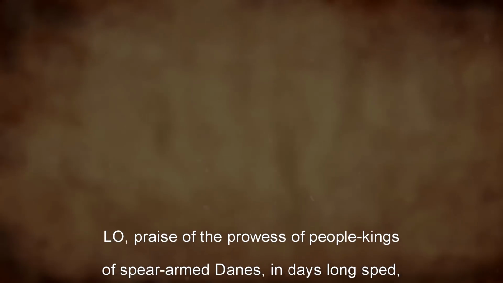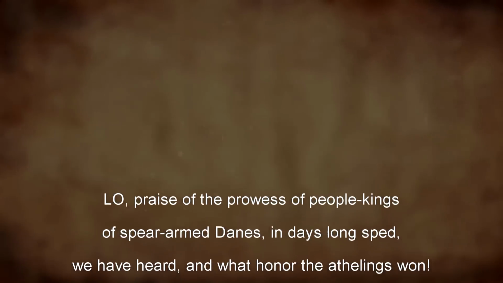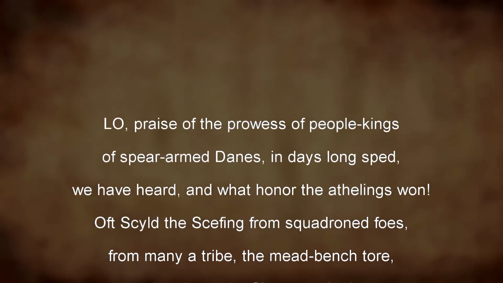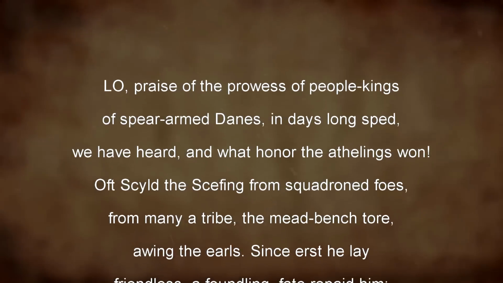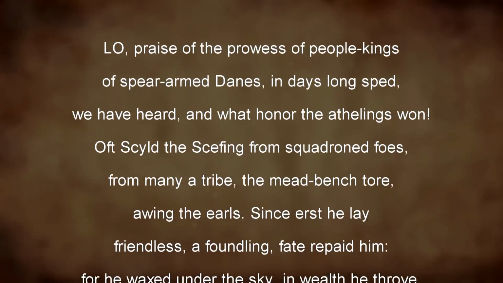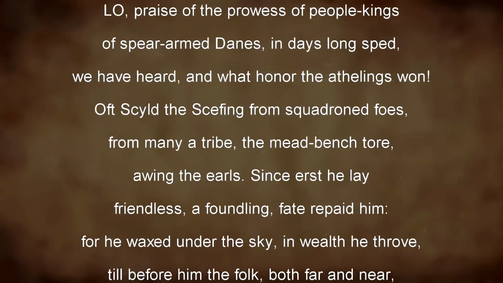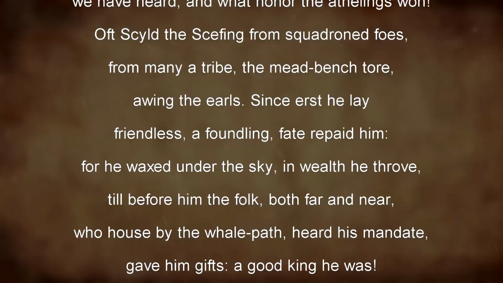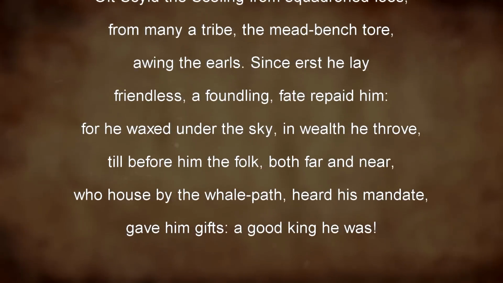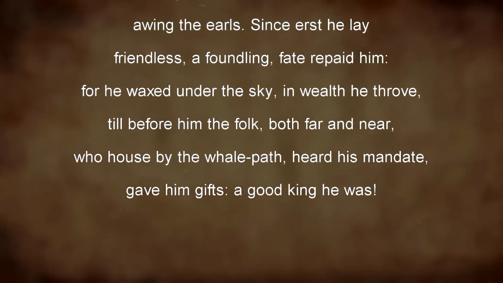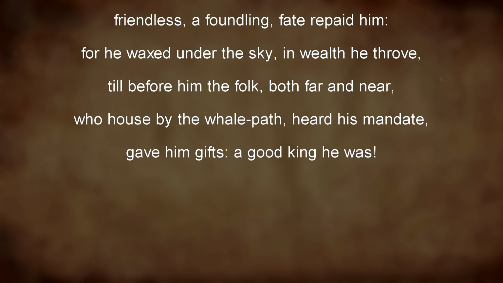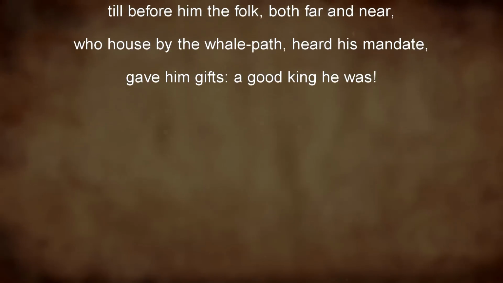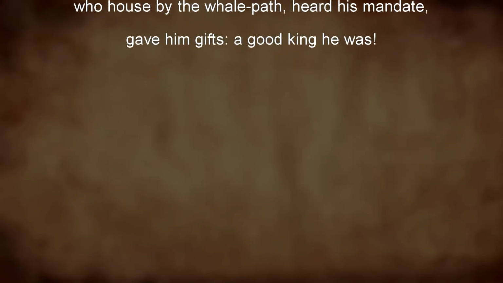Which translates to modern English as: Lo, praise of the prowess of people-kings, of spear-armed Danes, in days long sped, we have heard, and what honors the nobles won. Oft Scyld the Scefing from squadron foes, from many a tribe the mead-bench tore, awing the earls, since erst he lay friendless, a foundling, a fate repaid him, for he waxed under the sky, in wealth he throve, till before him the folk, both far and near, who housed by the whale-path, heard his mandate, gave him gifts. A good king he was.